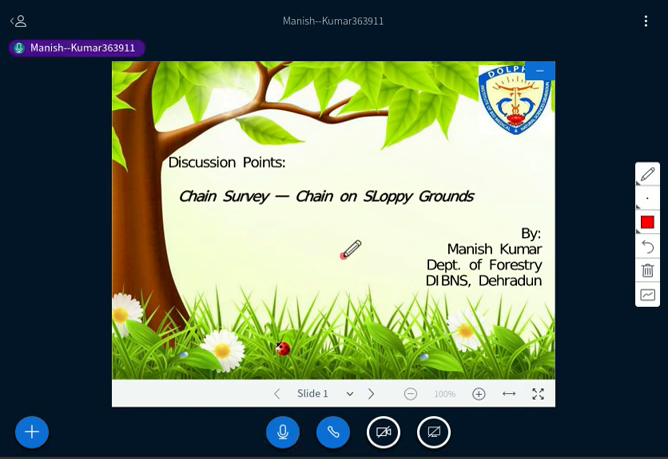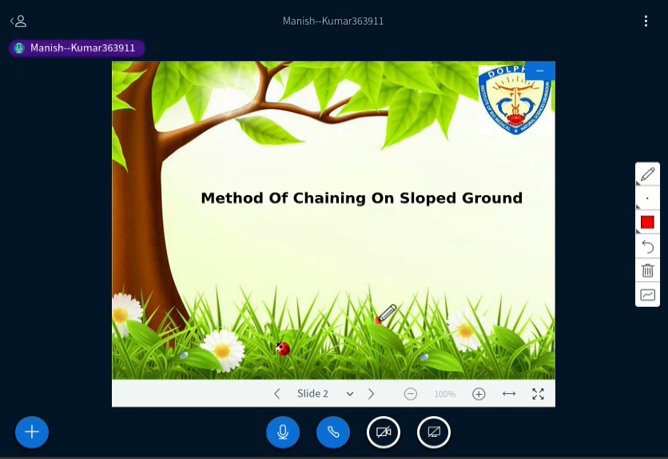Okay, so as I told you, today's discussion topic is chaining on sloping ground, right? In chain survey, the basic thing is that we have to take only the linear measurement, or we have to measure the horizontal distances, right? So we have to measure the horizontal distance on sloping ground also, and we have to use certain methods, or any convenient method, to find the horizontal distances between two stations on the slope itself.